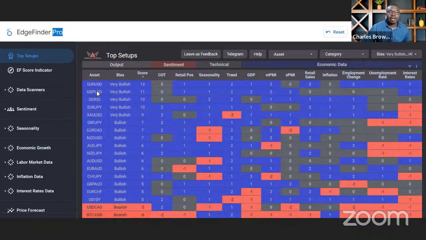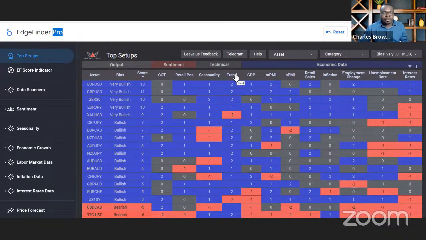So according to the radar of top setups based on number 1, the COT data, number 2, the retail position of the market, retailers, what are they doing? Then number 3, positioning based on seasonality. That means in the past 10 years, in the past 5 years, what has the market done corresponding to what it's doing now? Is there similarity? That means historical data.